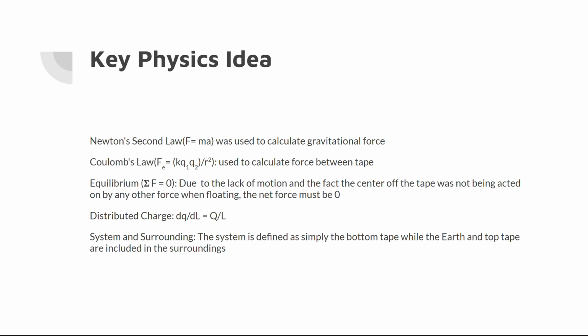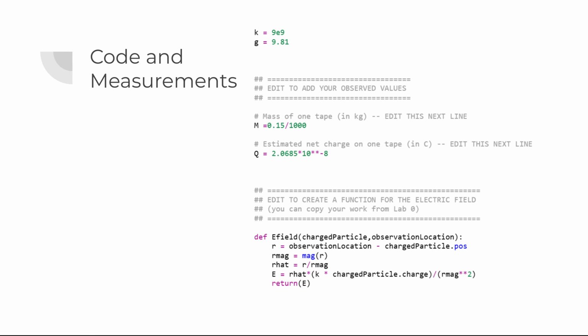And also just a quick definition of the system and the surroundings. The system is defined as simply the bottom tape, while the earth and the top tape are included in the surroundings. So here's the code and measurements.